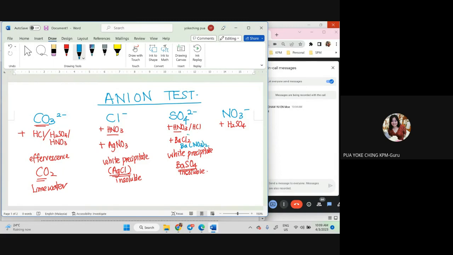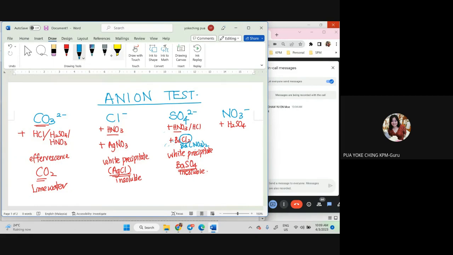Tapi kenapa dia nak tambah barium chloride? Ini ialah, if let's say I tambah barium chloride, saya boleh lebih proof that there is no Cl minus. Sebab apabila kita buat anion test, is actually you don't know what is inside, apa yang ada di dalam. So let's say you tambah barium nitrate pun boleh, tak ada masalah. You use barium chloride pun boleh, tak ada masalah.